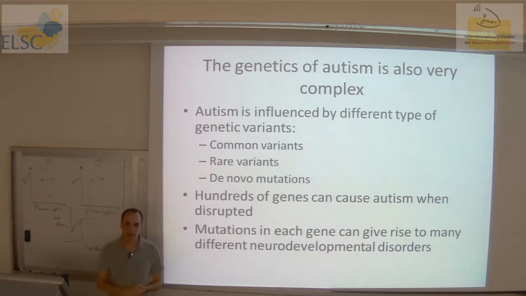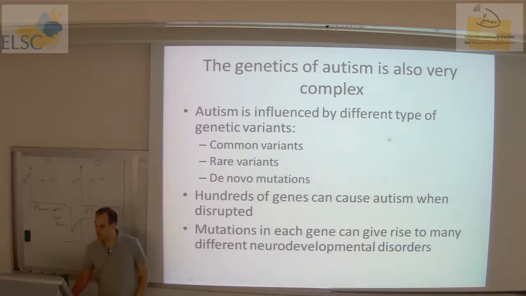Of course, Rett syndrome includes a lot of things. It includes also mental retardation, sometimes epilepsy, etc. Many of the autistic kids have what we call comorbidities. Around 20 or 30% will have epilepsy. Almost 50% will also have low IQ. But in addition, we see those mutations in individuals who have only mental retardation or only schizophrenia, etc.